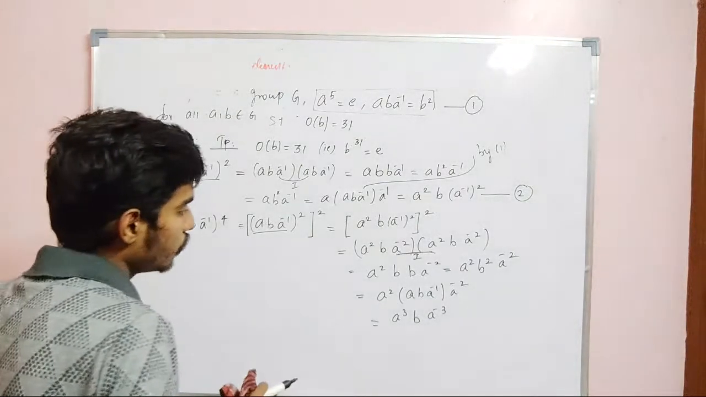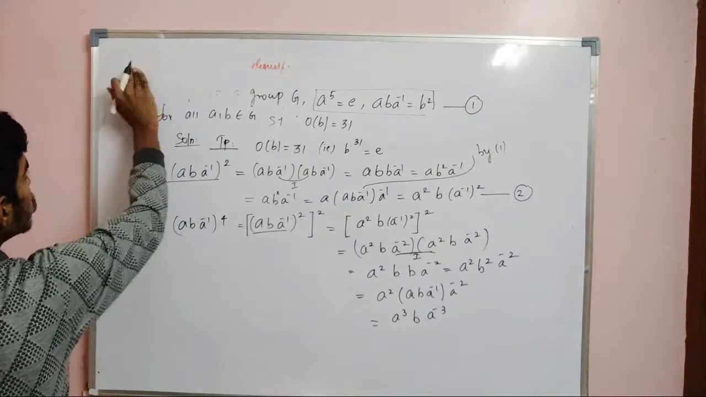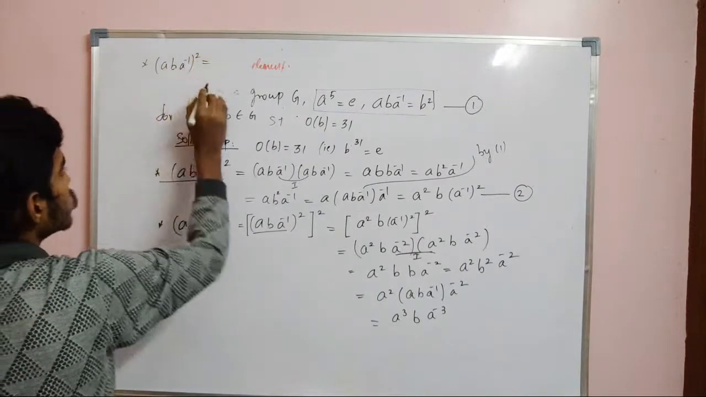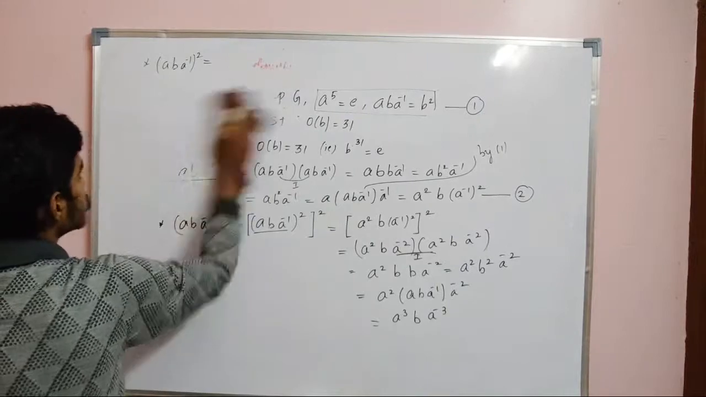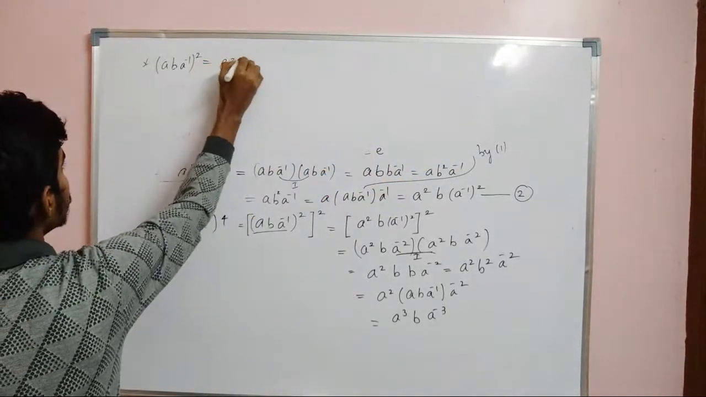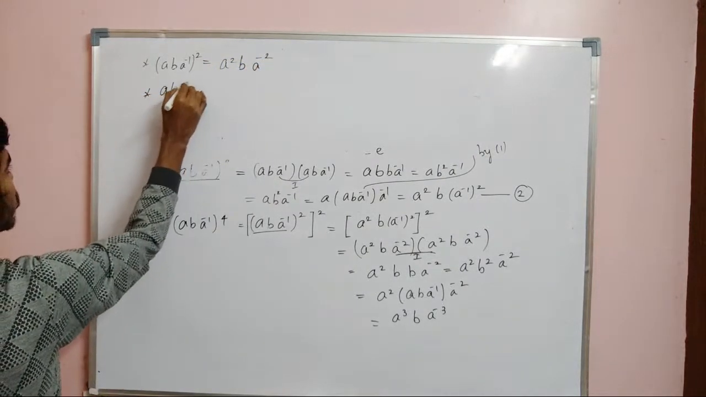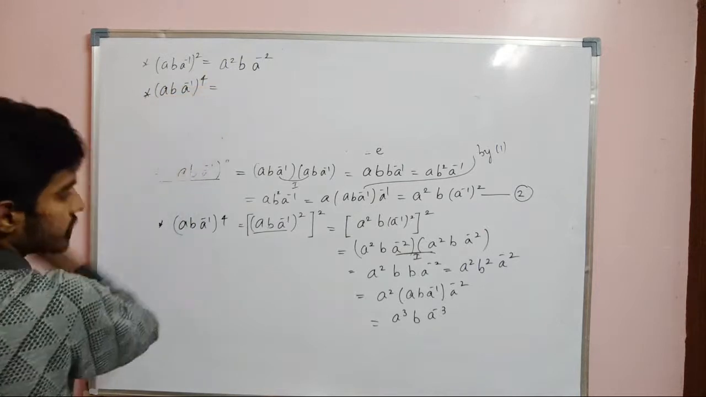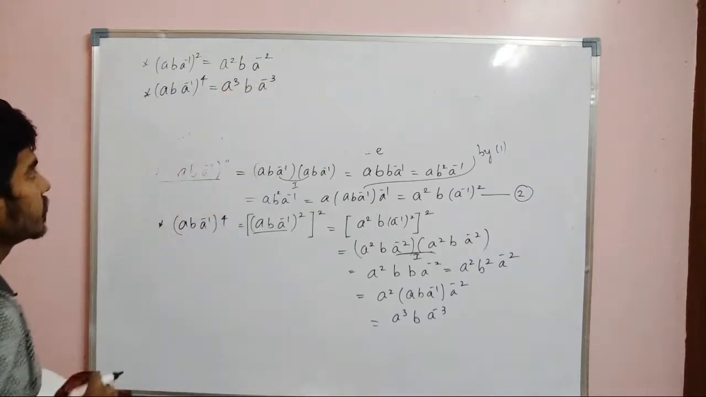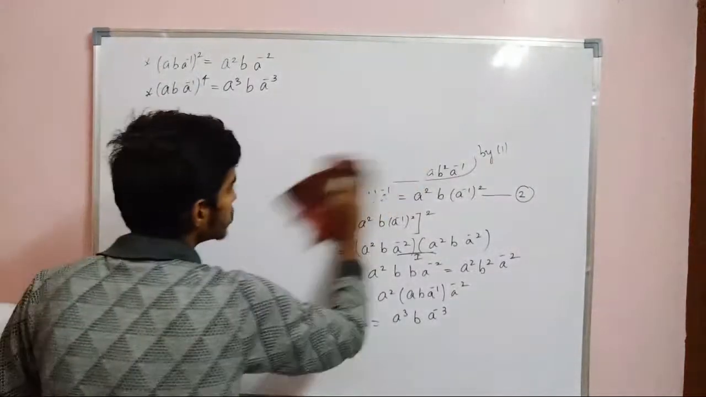So A³BA⁻³. We have found two terms. The first term is (ABA⁻¹)² which is the same as A²BA⁻². We already found this term, that is (ABA⁻¹)⁴ is the same as A³BA⁻³. Now I am going to find the values of (ABA⁻¹)⁸ and (ABA⁻¹)¹⁶.